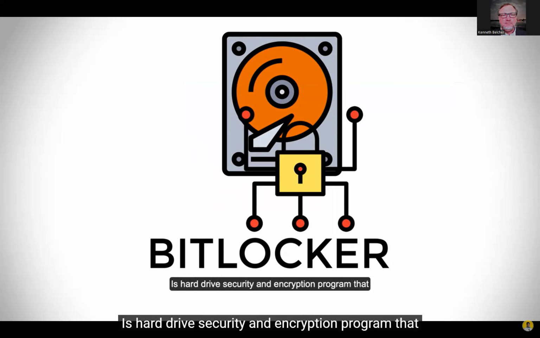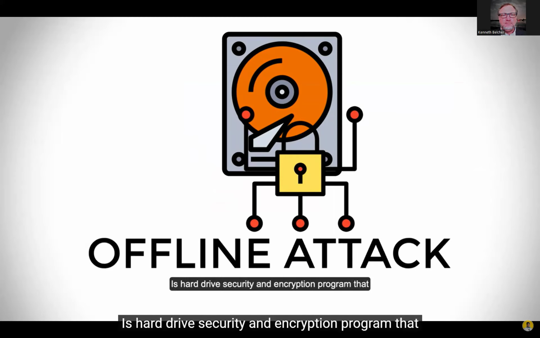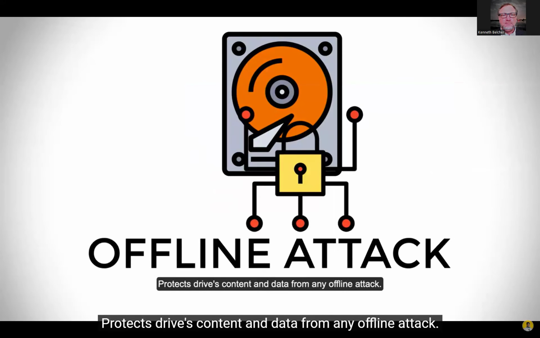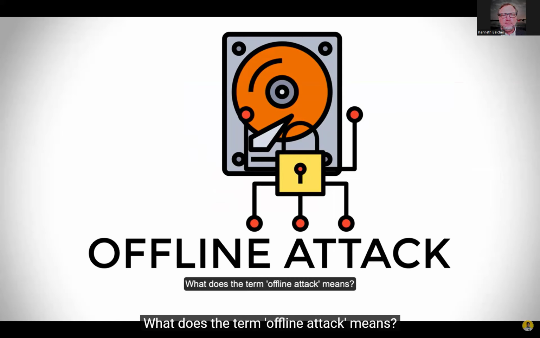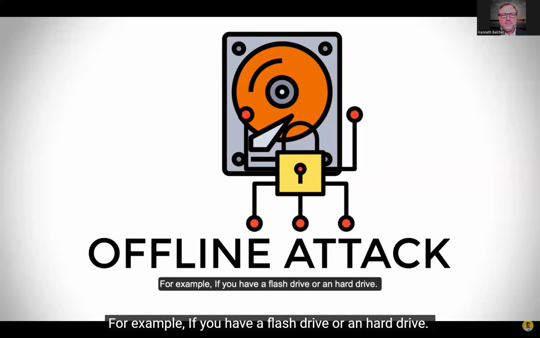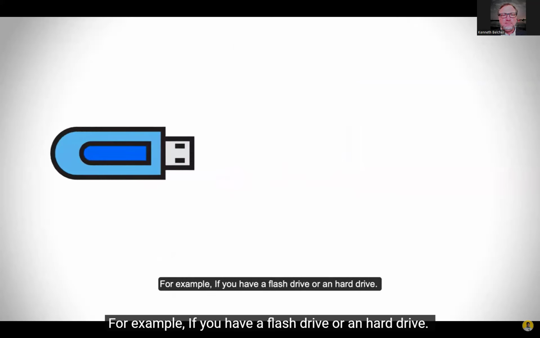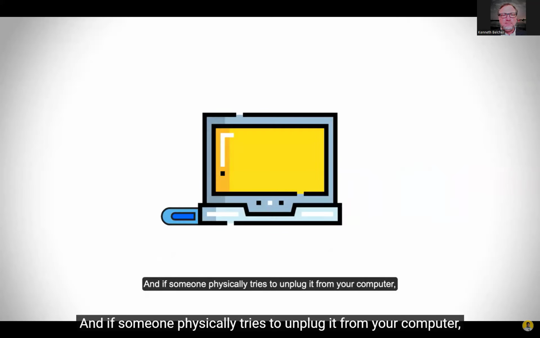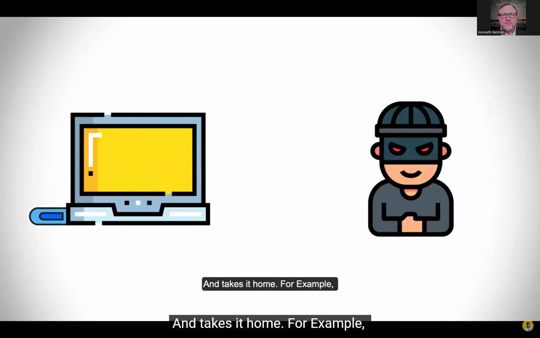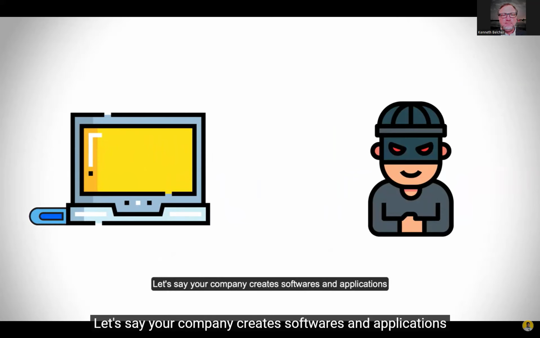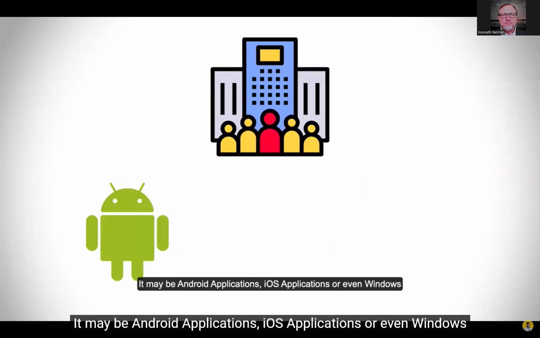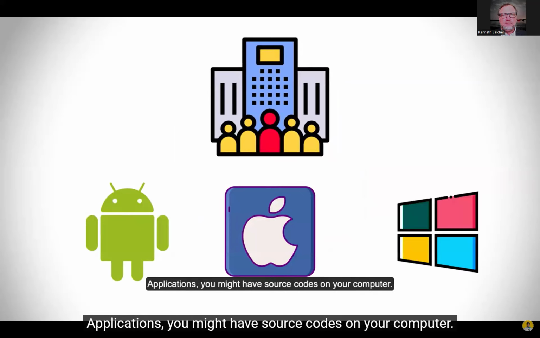It is a hard drive security and encryption program that protects the drive's content and data from offline attacks. So what does the term offline attack mean? So for example, if you have a flash drive or a hard drive, and if someone physically tries to unplug it from your computer and takes it home, for example, let's say your company creates software and applications, it may be Android applications, iOS applications, or even Windows applications.